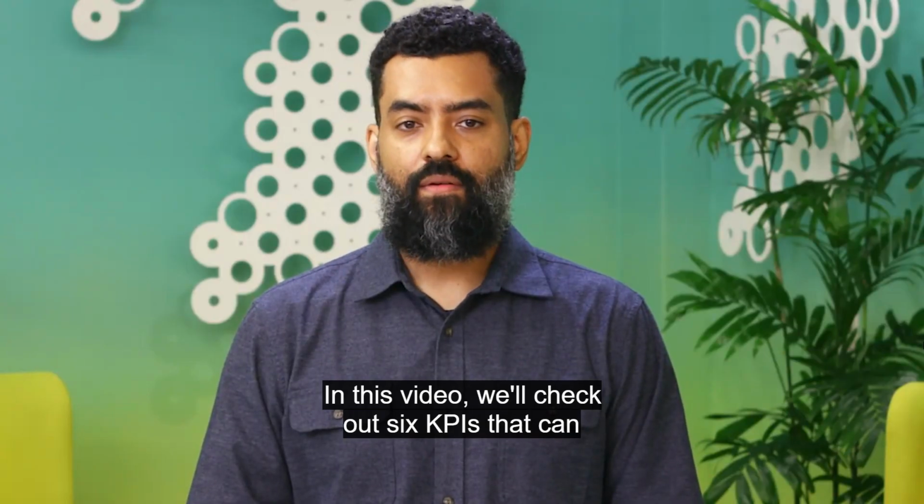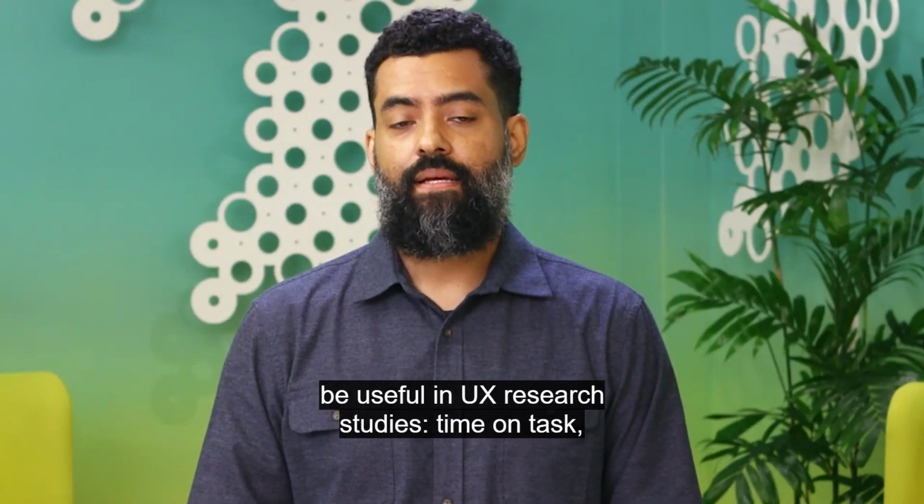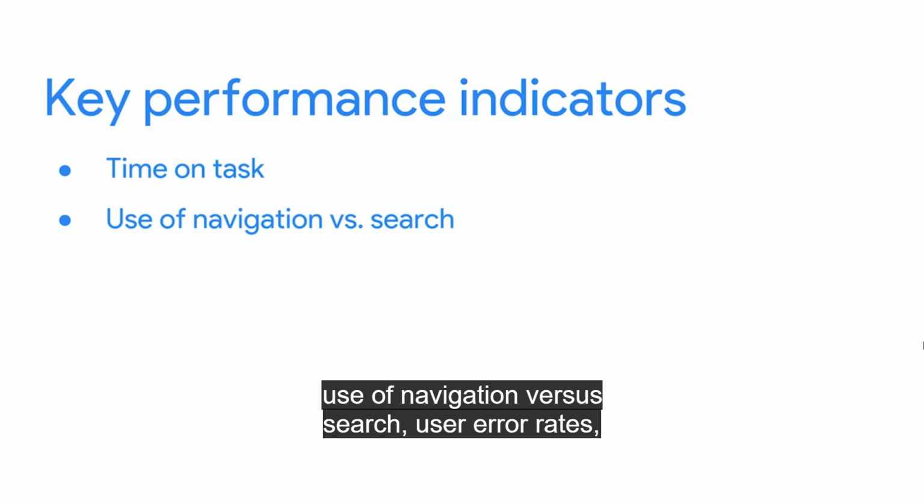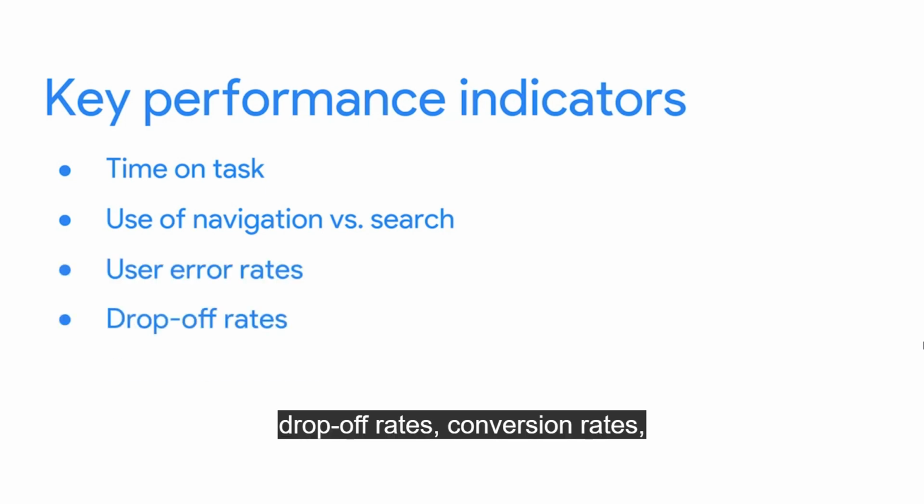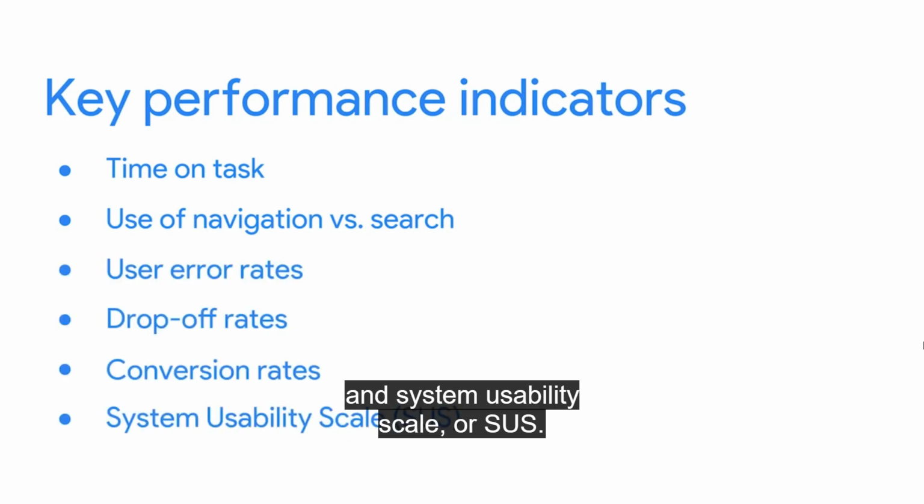In this video, we'll check out 6 KPIs that can be useful in UX research studies: time on task, use of navigation versus search, user error rates, drop-off rates, conversion rates, and system usability scale, or SUS. You ready? Let's dig in. First up, time on task.